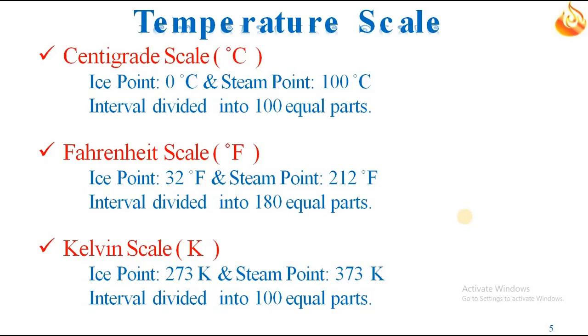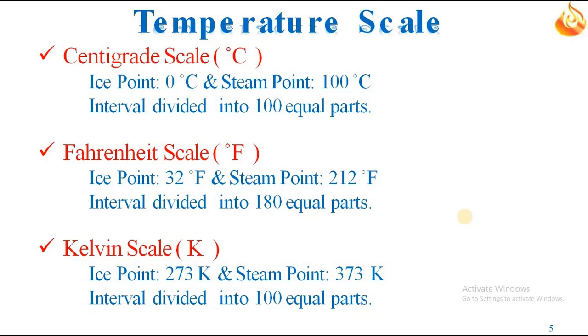If we talk about the centigrade scale, then we know that the freezing point is 0 degree Celsius. We call it the ice point, which means the temperature at which water is converted into solid state is 0 degree Celsius. Then the steam point is 100 degree Celsius. What does this mean? It is the temperature at which water is converted into gaseous state.